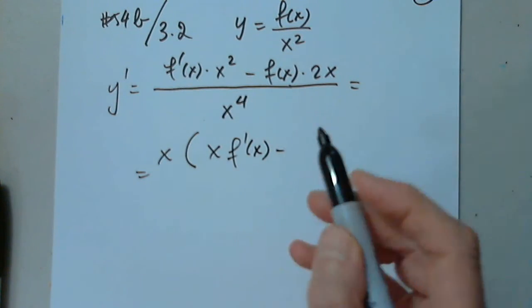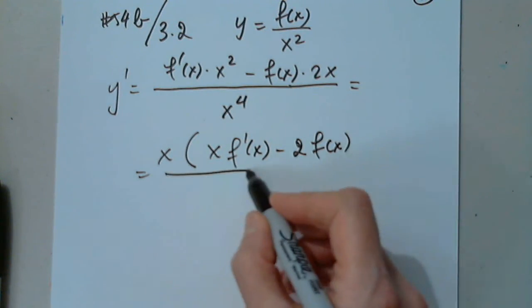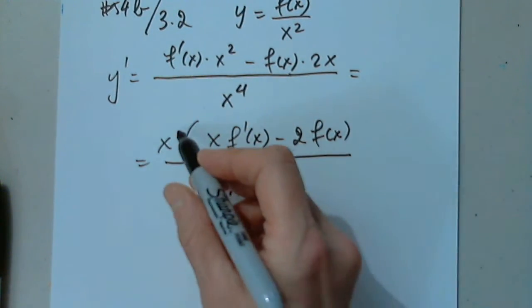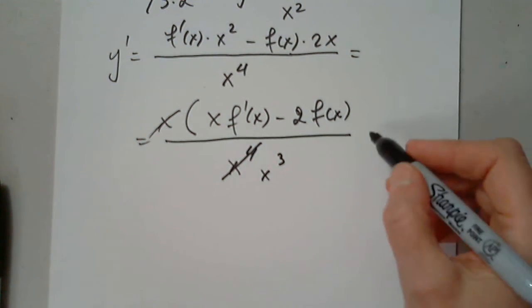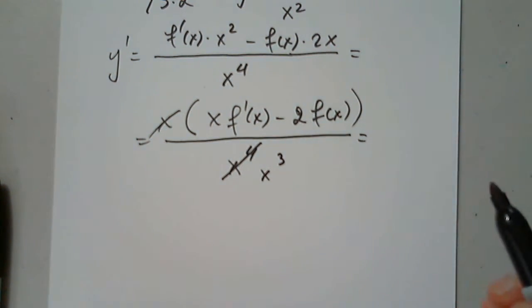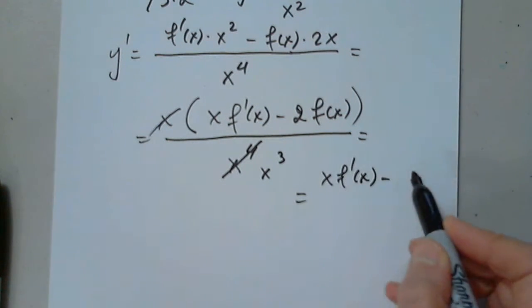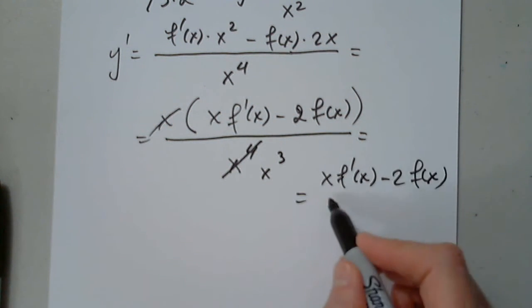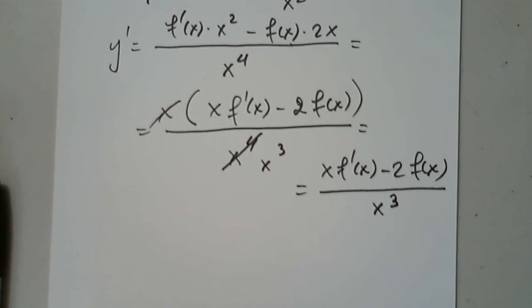f prime of x minus 2 f of x divided by x to the fourth, because I want to simplify with one of these. So that's it. So the final answer is x f prime of x minus 2 f of x over x to the third. That's it.